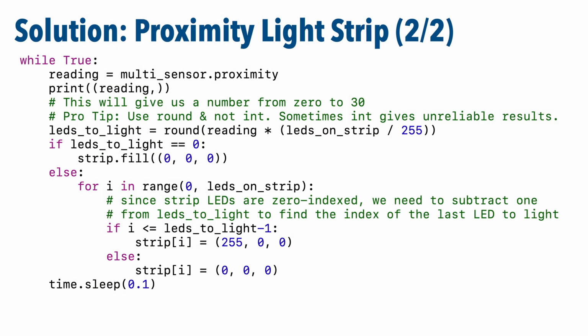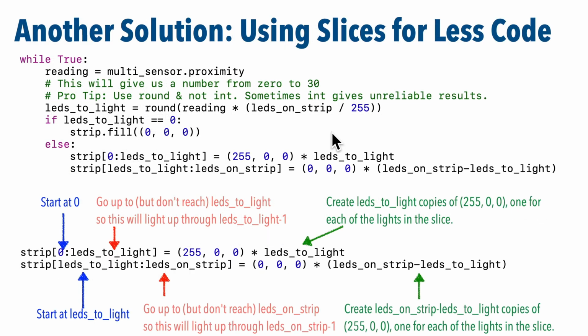So instead of looping through all of the lights and one by one either turning them on or turning them off, we can instead turn a whole group of lights on or off. And this concept is referred to as a slice. Now slices work on sequences like lists and tuples. And in this syntax, we use square brackets. And we've got a starting value, a colon, and an ending value to go up to but never to reach. So we stop at the ending value minus 1.